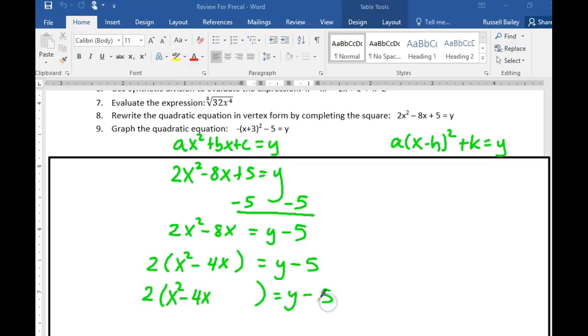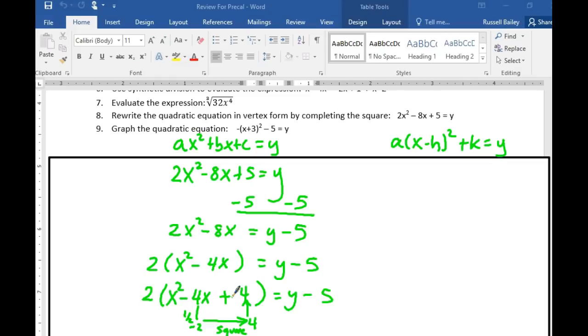So what we do is we're going to put a number here that turns this expression into a perfect square trinomial. So we take half of the -4, so I'll write half there, which is -2, and then we square it. -2 squared is 4, and you're going to put that number right there. And that turns that trinomial into a perfect square trinomial.